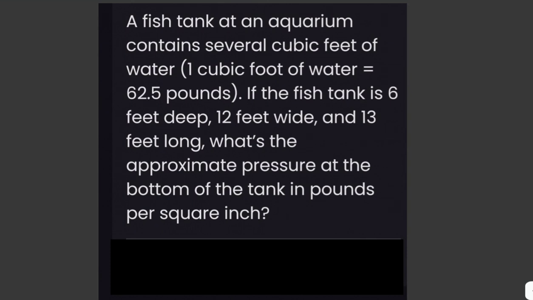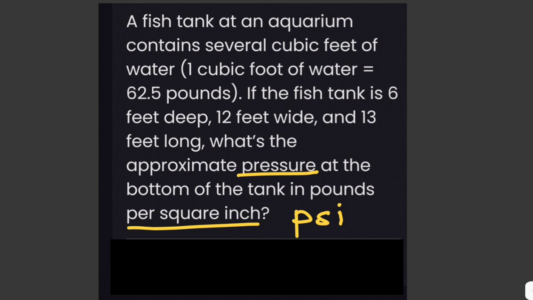A fish tank at an aquarium contains several cubic feet of water. 1 cubic foot of water is equal to 62.5 pounds. If the fish tank is 6 feet deep, 12 feet wide, and 13 feet long, what's the approximate pressure at the bottom of the tank in pounds per square inch? So we are asked here to solve for the approximate pressure in PSI, or pounds per square inch.